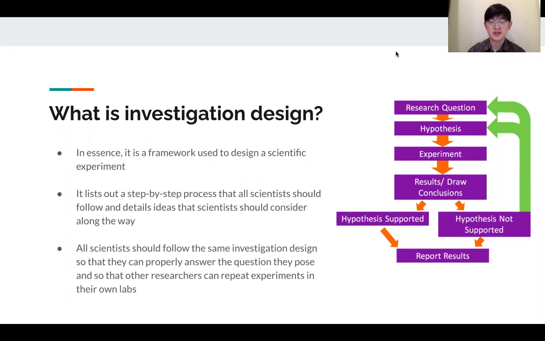It lists out a step-by-step process that all scientists should follow and details ideas that scientists should consider along the way. For instance, if you take a look at the graphic on the right, there's a step-by-step process where we follow through by posing a research question, a hypothesis, an experiment, and from there we can draw some conclusions. And so all scientists should follow the same investigation design so that they can properly answer the question they pose and so that other researchers can repeat experiments in their own labs.